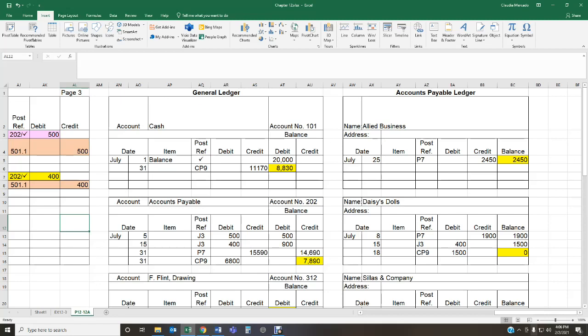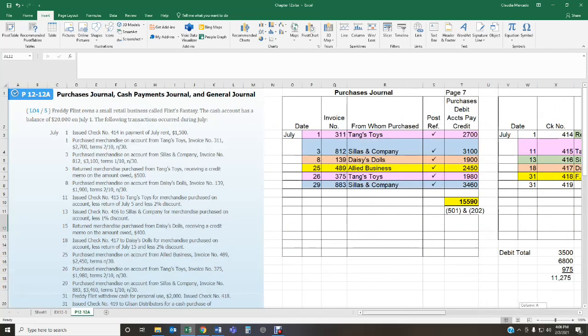Make sure that your ledgers are organized by date, from the earliest date to the latest date. They have to be in sequential order. And that is basically it. Make sure that you practice this problem because you're going to see it again on your test. So you need to really master this problem.